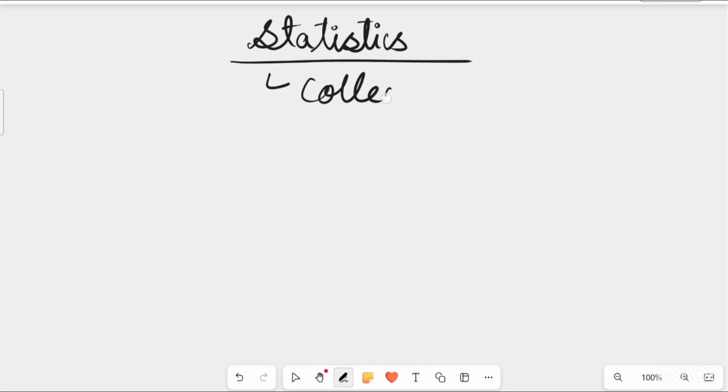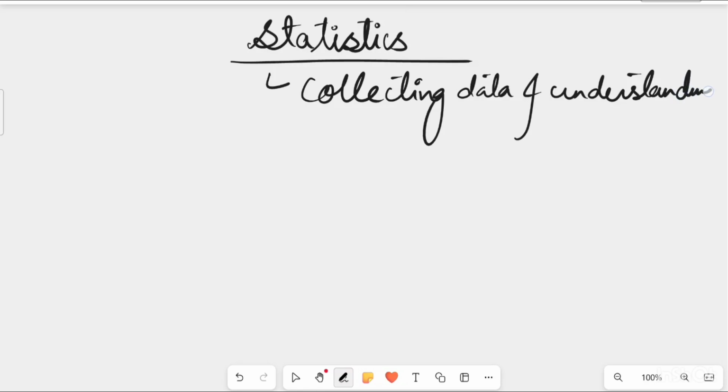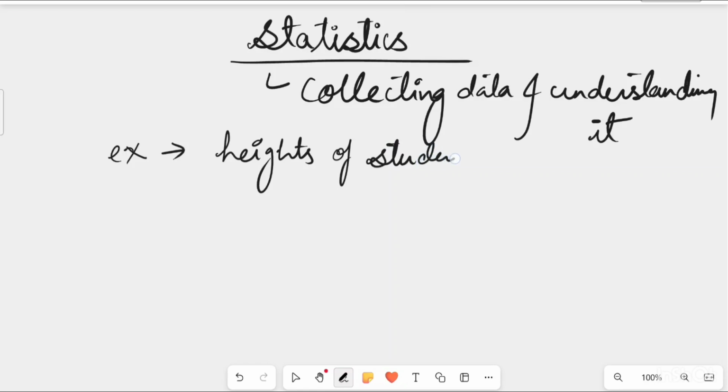It means collecting data and understanding it. For example, heights of students, marks in class, ages of people, etc.